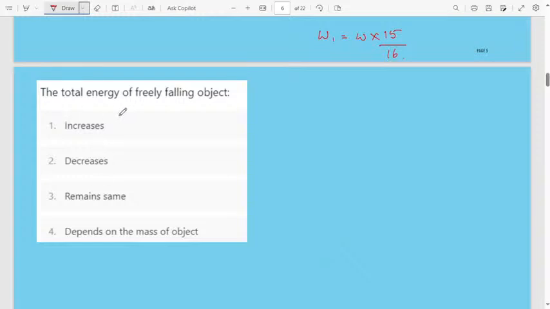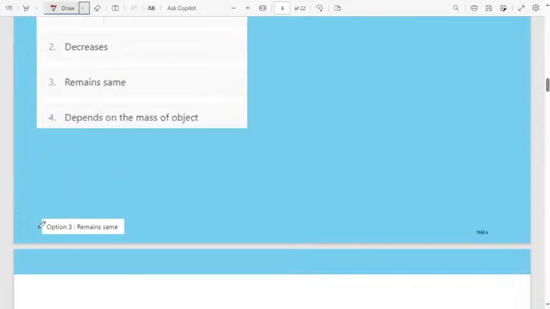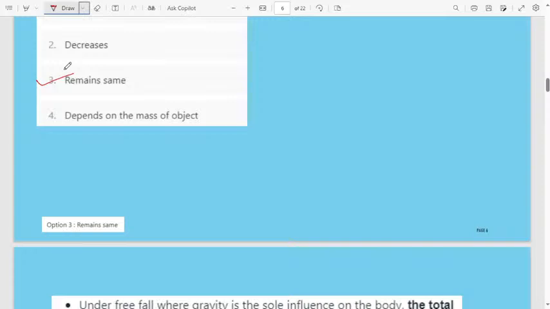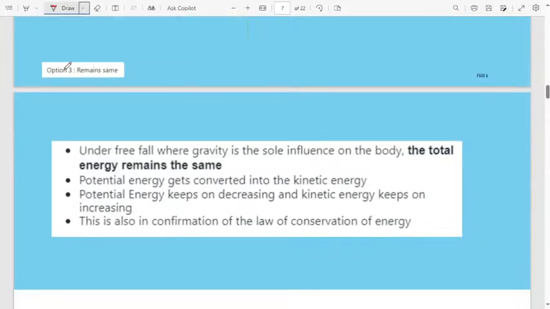Total energy of a freely falling object. Option 1 increases, option 2 decreases, option 3 remains same, option 4 depends upon the mass of the object. Total energy of a freely falling object will remain the same. Why will it remain the same? Because when an object is freely falling, under free fall where gravity is the sole influence on the body, the total energy remains the same.